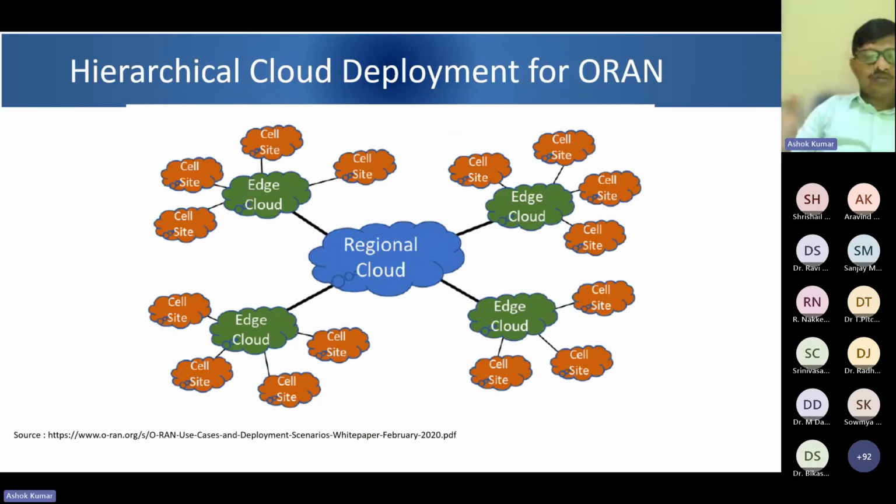So how the deployment will look is like you can have an edge cloud, right? So maybe you can deploy a DU here, and you can have a regional cloud where you can deploy a CU, or you can have your own architecture. These are some of the studies which are available on the O-RAN Alliance website. I have given a link. You can look at this particular white paper.